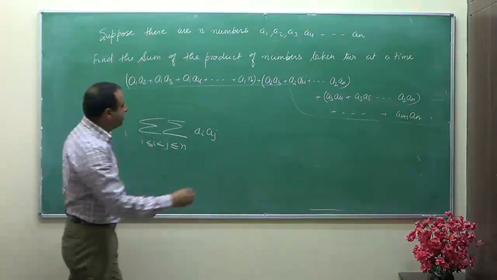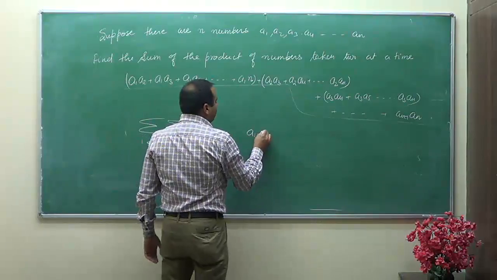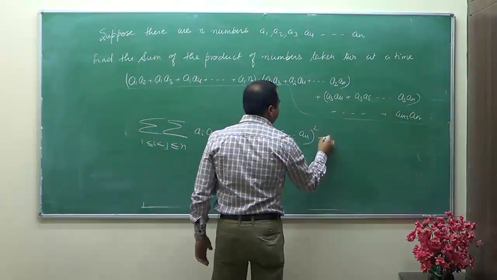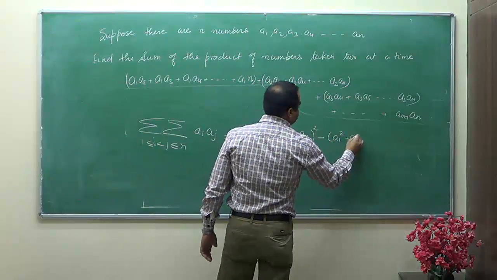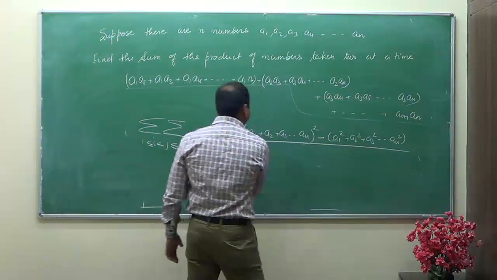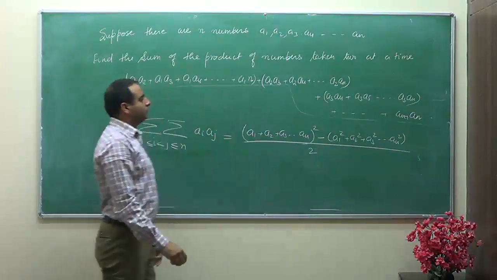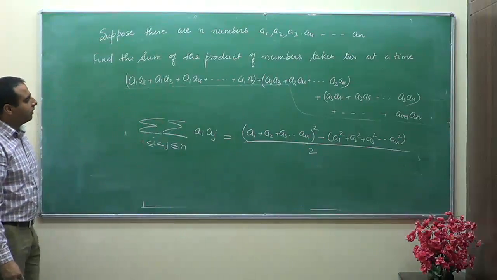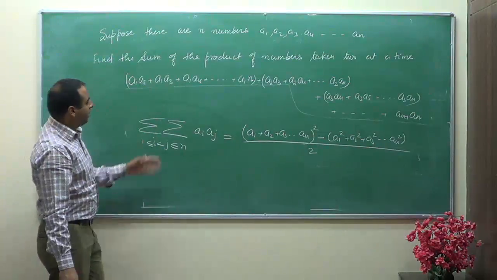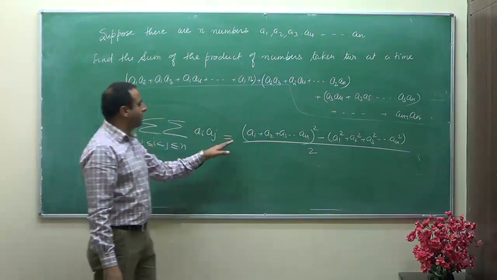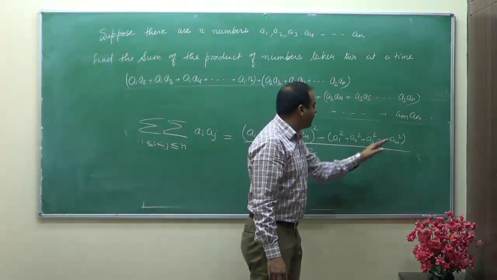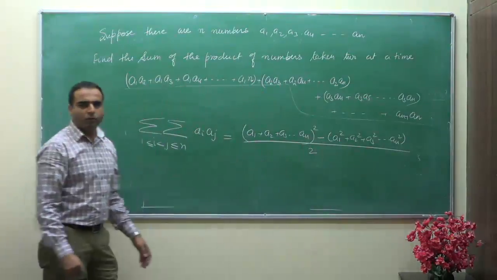This is equal to (a1 plus a2 plus a3 up to an) whole square minus (a1 square plus a2 square plus a3 square up to an square) whole upon 2. In this way we can find the value of this. And sum of the product of numbers taken two at a time is equal to (sum of the numbers) whole square minus sum of the squares of the numbers, whole upon 2.